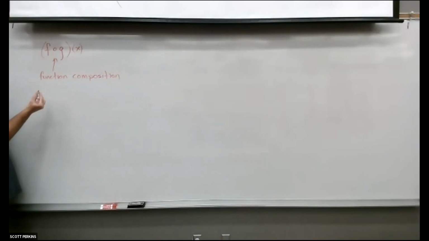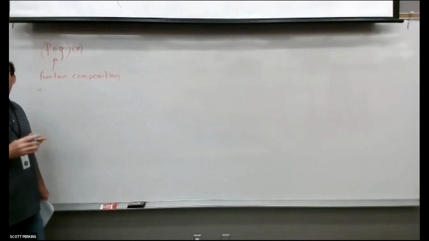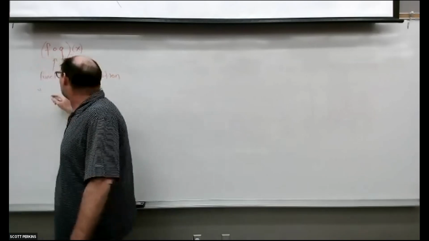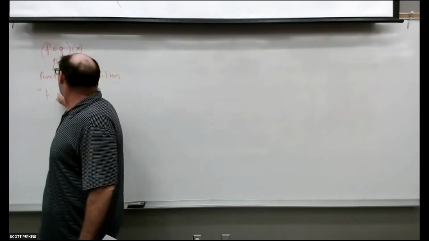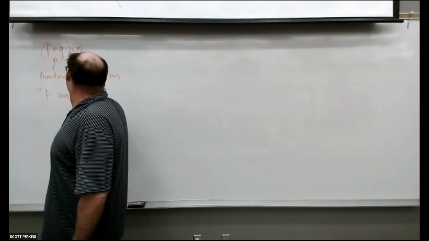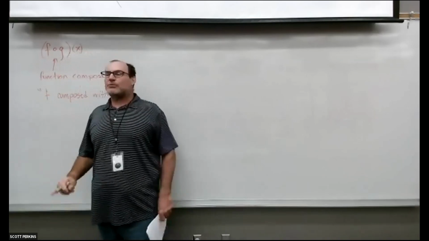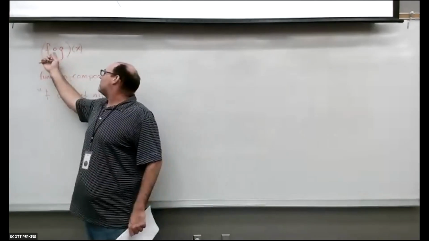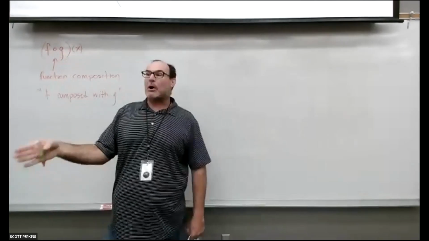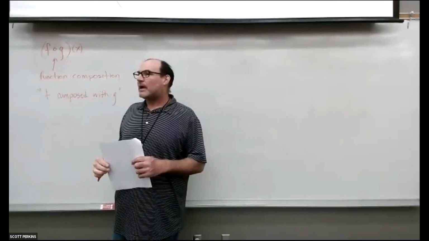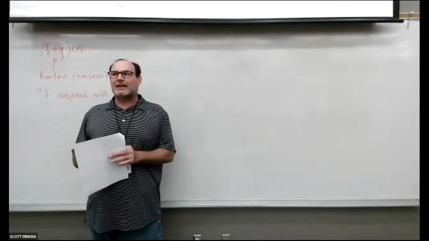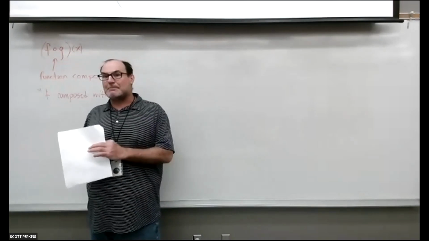If you're speaking this, if you're telling your best friend about what you learned in class today, because why wouldn't you, then you would say f composed with g. Now, order matters. If we had g first, and then the circle and f, we would say g composed with f. So the order matters in these. It's not like multiplication where the order doesn't matter.